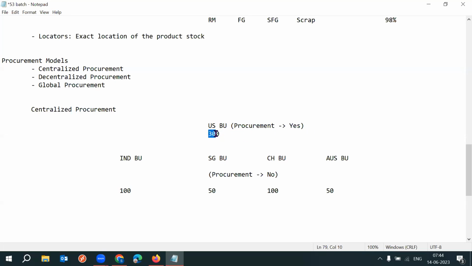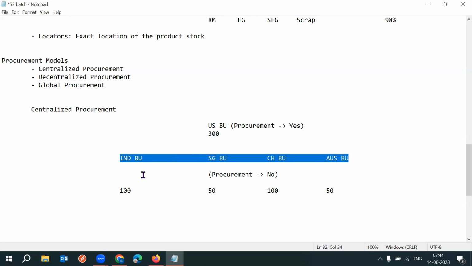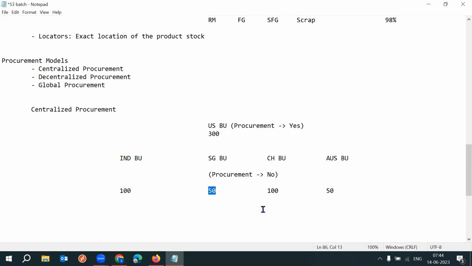That means you are placing a PO for a larger quantity. Suppose you buy individually, you are buying a smaller quantity. For a 50 quantity, the supplier may not give much, but in the case of 300 quantity, the supplier may give a good price because you are purchasing in bulk. So because of centralized procurement, the first thing is controllability, and the second thing is you can negotiate better with your supplier.